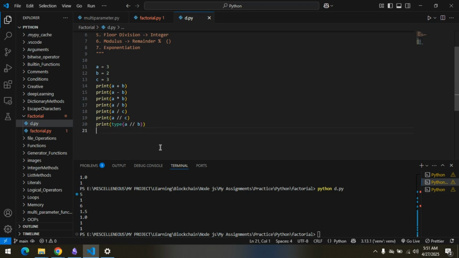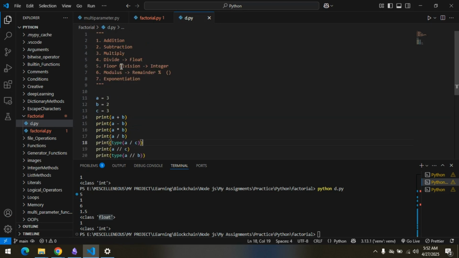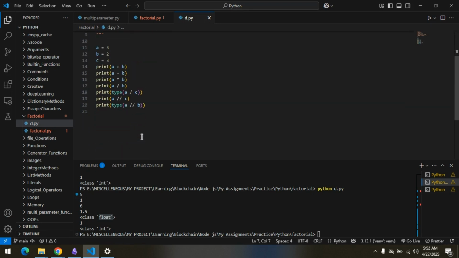and if you want to check the type of the output of the operation, it will tell you that it belongs to a class called integer. And here, if we use the function type and put it inside the brackets, let's check. The output of this division belongs to a class called float, which is a data type float. So you just remember that.